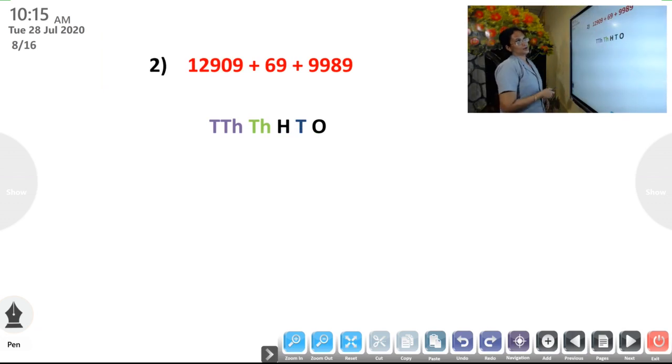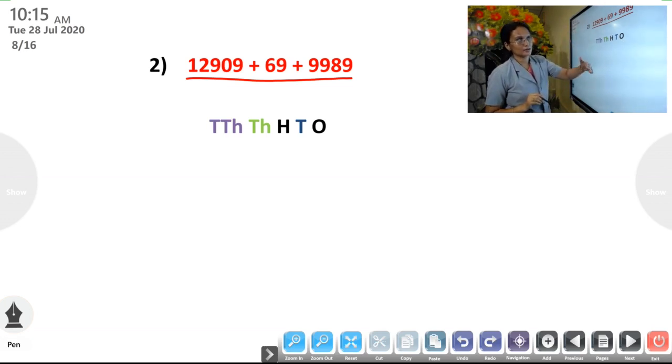Next one again. 12,909 plus 69 plus 9,989. So you can see that again the question is given horizontally. So you have to arrange the numbers vertically, that is one under the other, and you should write in the correct places.